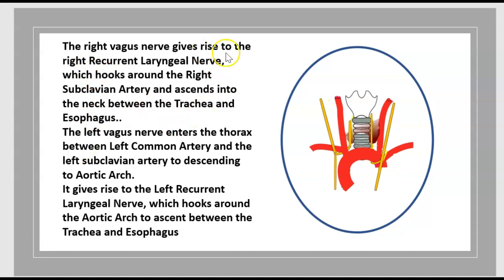The right vagus nerve gives rise to the right recurrent laryngeal nerve, which hooks around the right subclavian artery and ascends into the neck between the trachea and esophagus. The left vagus nerve enters the thorax between the left common carotid artery and the left subclavian artery to descend to the aortic arch. It gives rise to the left recurrent laryngeal nerve, which hooks around the aortic arch to ascend between the trachea and esophagus.